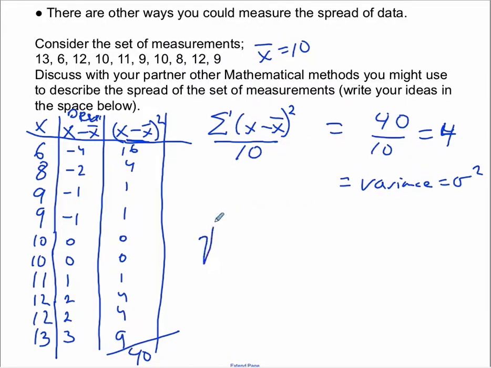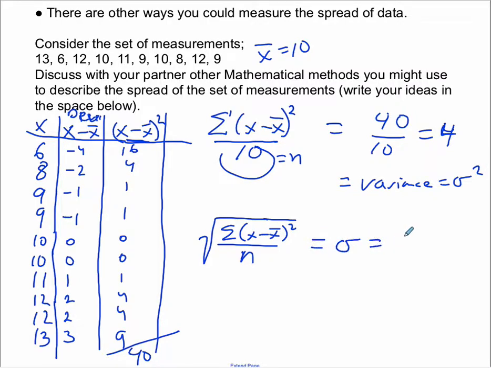Okay, so I'm going to write this like this. Square root of the sum of (x minus x bar) squared over n, I'm going to use n to be a bit more general, so n is the number of data values. So this is what we call sigma, or the standard deviation.